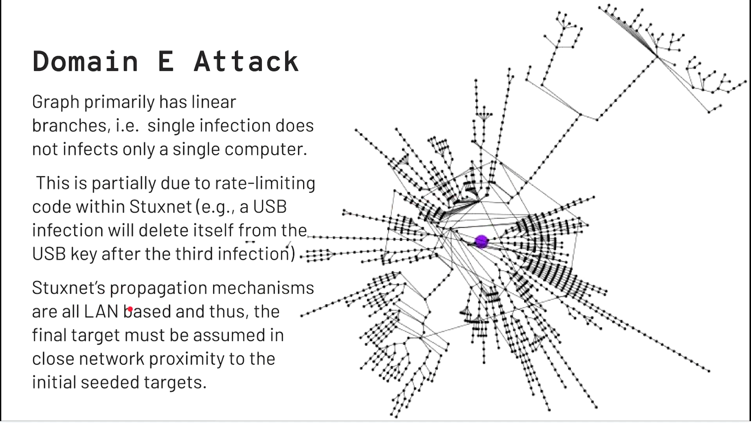Stuxnet propagation was mostly LAN based, so it wasn't using the internet to find new ways to infect. It was assuming that at some point it would enter a facility and only try to attack through the local network. So the final target was assumed to be in close proximity with the initial seeds.